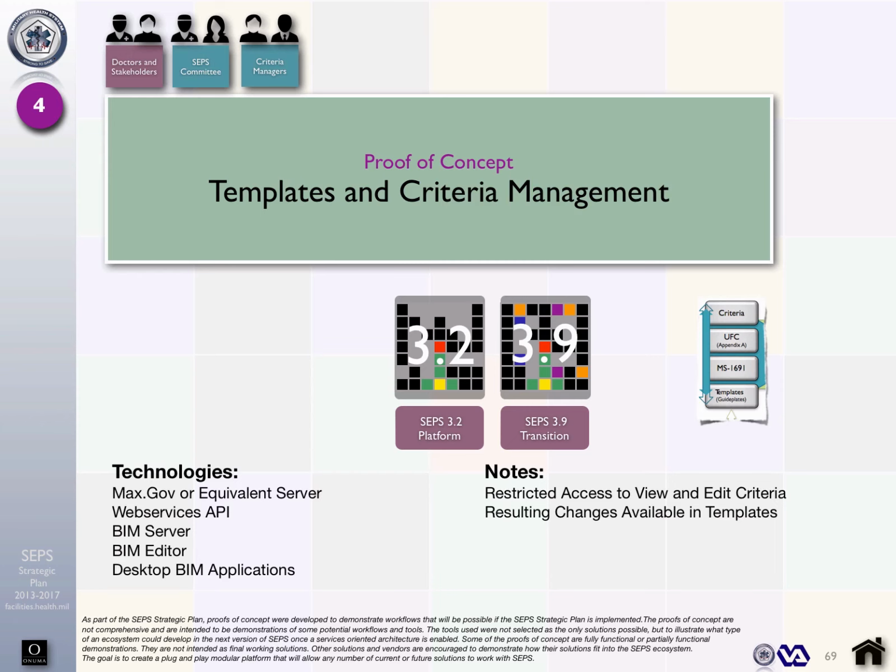It's about how to automate part of the process by making the SEPS data services-oriented and accessible on max.gov. It's restricted access to specific users based on the login that they have, and it covers the SEPS 3.2 and 3.9, the platform in the transition phase.